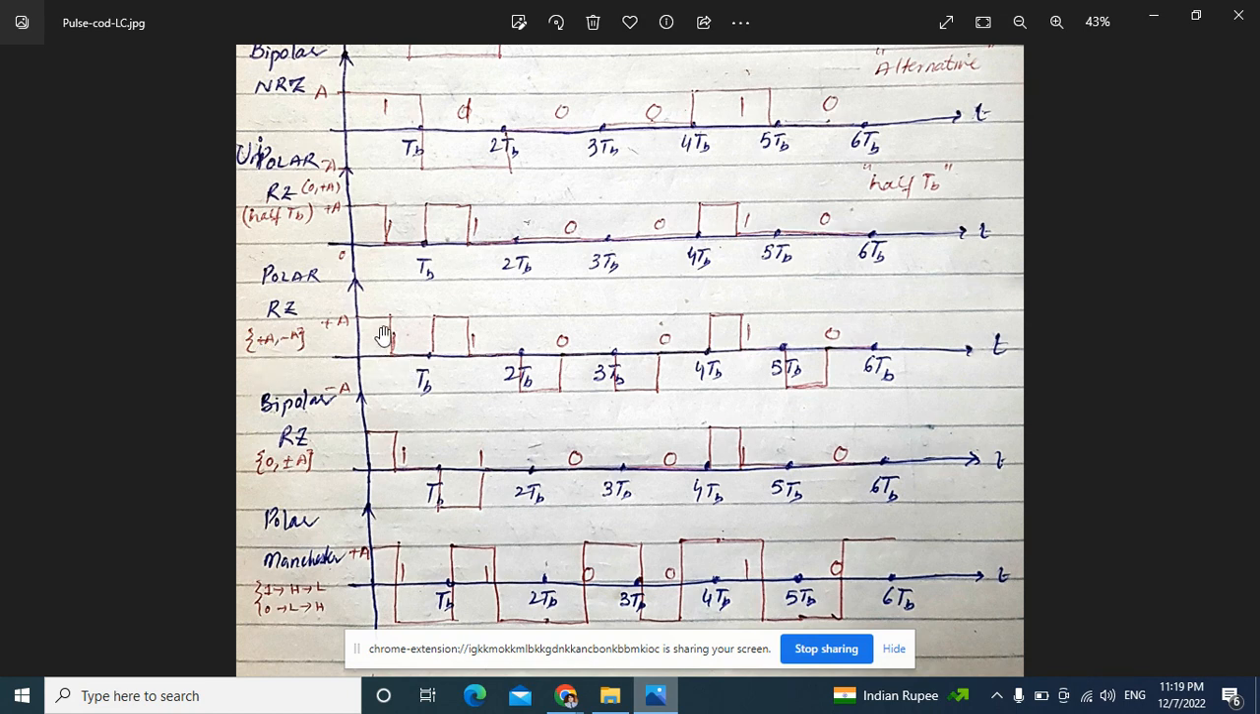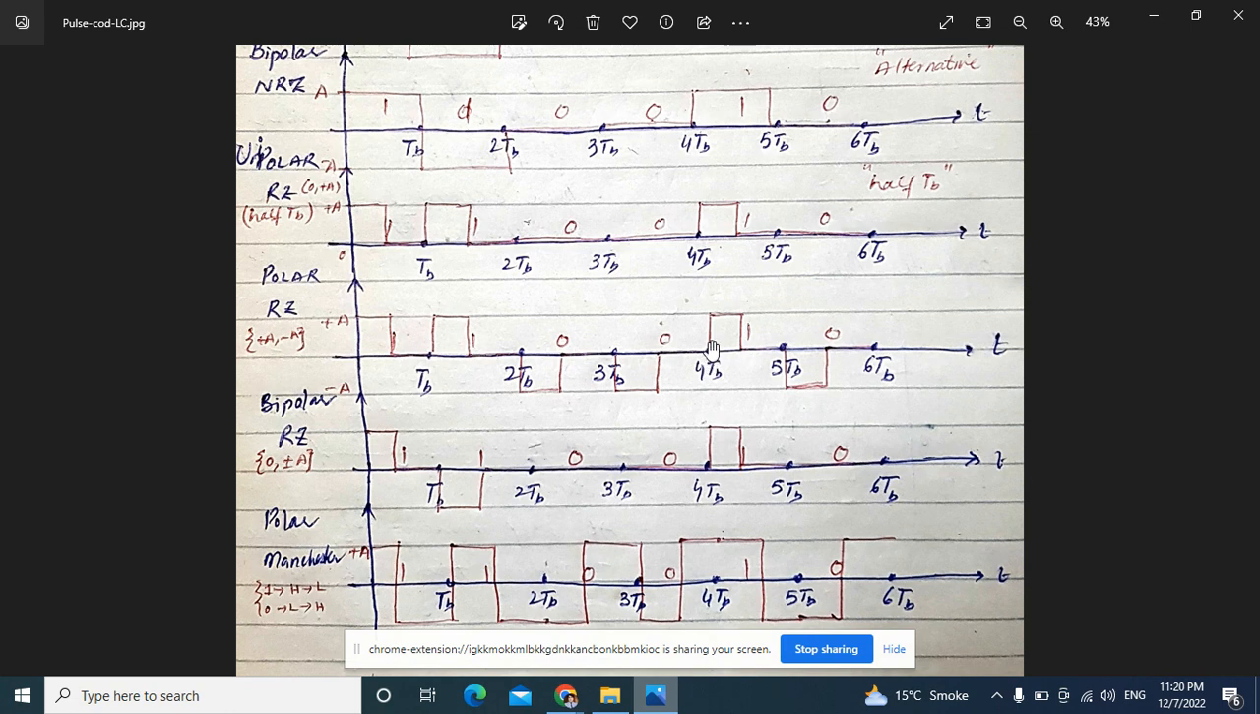Like the first bit, you can see for half of the duration you apply positive A, and then the next half it is 0. The next bit is 1, so you apply positive A, and then 0. The third bit is 0, so you apply negative A for half of the duration and 0 for the other half. The fourth bit is also 0, so you apply negative A for half of the duration and 0 for the other half.